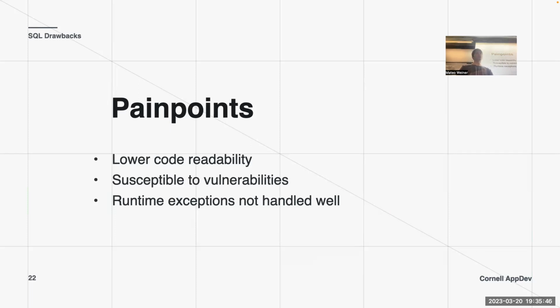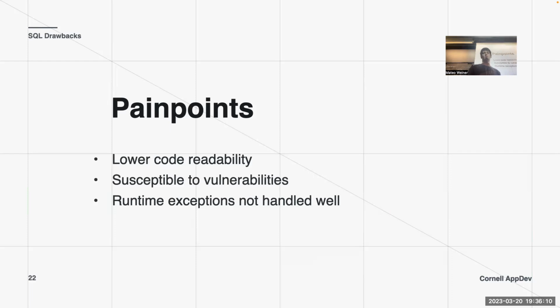Also, it used to be susceptible to vulnerabilities. This is no longer the case, but it's still really interesting. So I'll go over in this lecture how SQL used to be susceptible to this and why the abstraction will help get rid of this one pain point of SQL. And lastly, your runtime exceptions are not handled really well. Usually if you have an error, it'll just spit out some error, and it's kind of hard to actually figure out where that error comes from or what's causing the error.